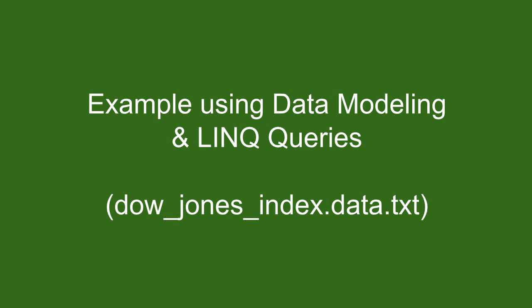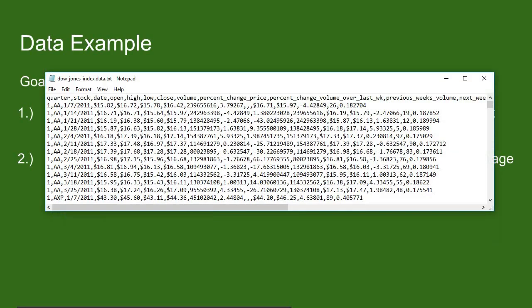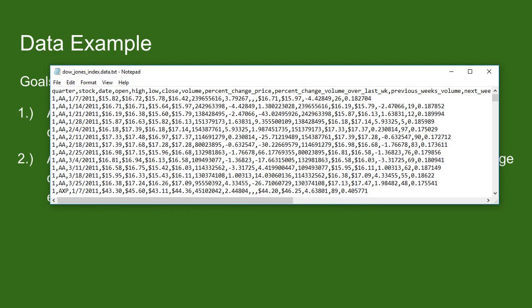In this video, I'm going to work our second example looking at data modeling and LINQ query techniques to process a data file. All right, let's look at this data file. We are looking at a data file called dowjonesindex.data.txt, and this file has some stock price information for a bunch of companies.